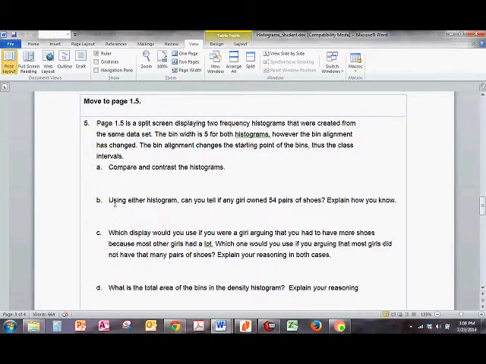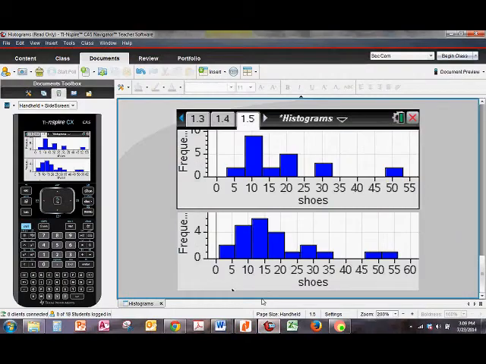Part B says using either histogram, can you tell if any girl owned 54 pairs of shoes? Explain how you know. All right, let's just take the top for example. So I know that this one starts off at 48 and goes up to, but does not include 53. Well, which obviously doesn't include 54. So I'm thinking there's no one that has that, since there's no blue mark that's visible to me.